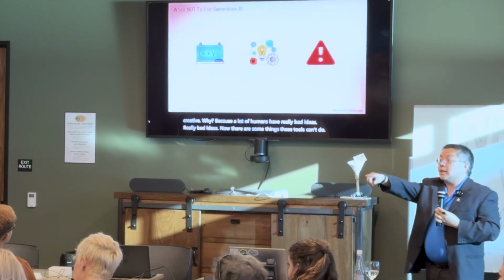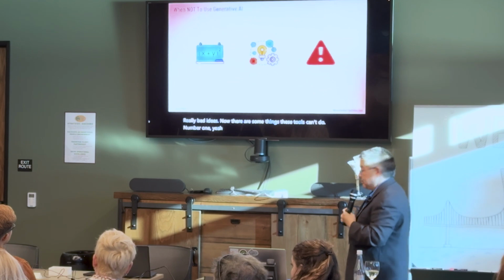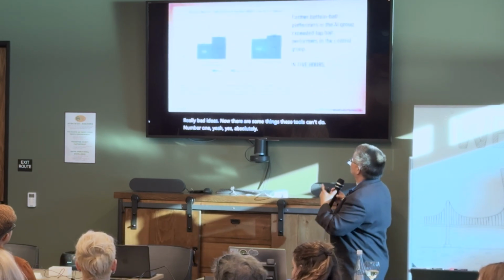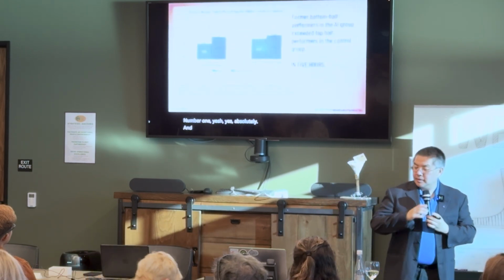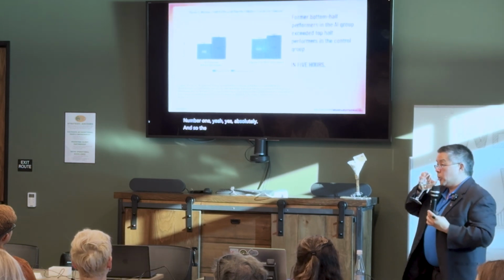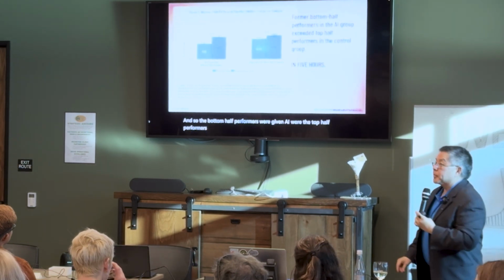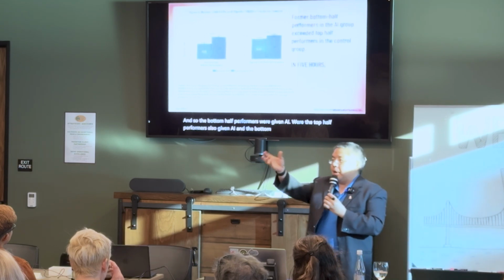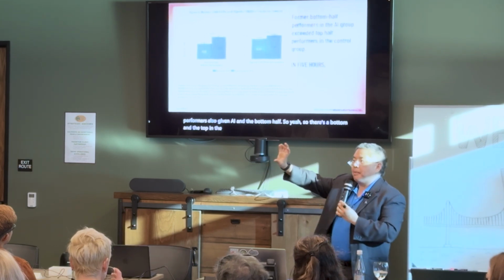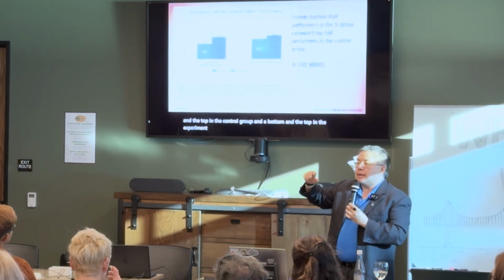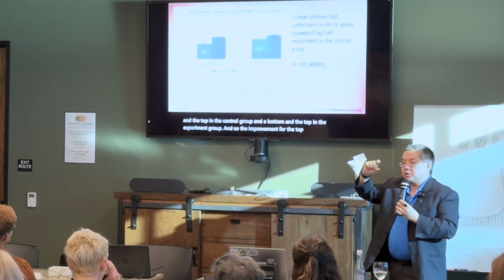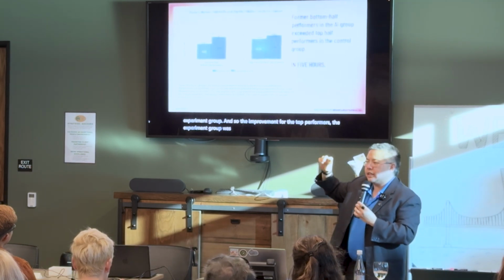Number one, yes, question? Absolutely. Can you go back 2 slides? And so the bottom half performers were given AI. Were the top half performers also given AI and the bottom half? So there was a bottom and a top in the control group and a bottom and a top in the experiment group. And so the improvement for the top performers in the experiment group was marginal, like 17, 18% better.